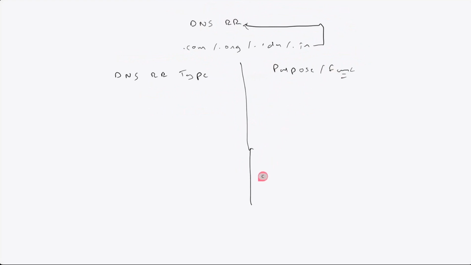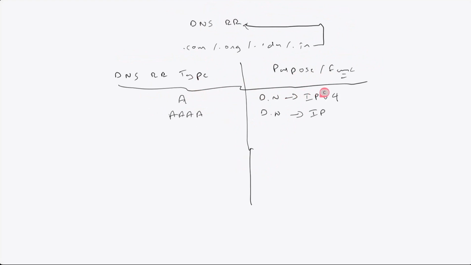So one of the most important and widely used DNS resource record types is type A. What type A does is map the domain name onto an IP address, specifically an IPv4 address, right? And on similar lines, we have the quad A record type, and quad A is also going to map the domain name onto an IP address, but it's going to map it onto an IPv6 address, right?